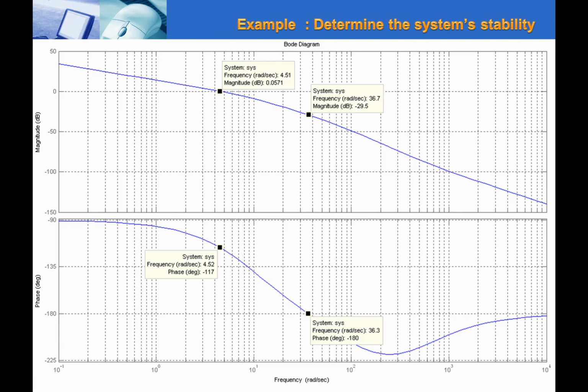So frequency here is 36.3. Or you can just go up until it intersects with the magnitude plot. Because you are using MATLAB, you can straight away read the value here, which is minus 29.5. Remember, this is value LM, not gain margin just yet. This is value of LM.